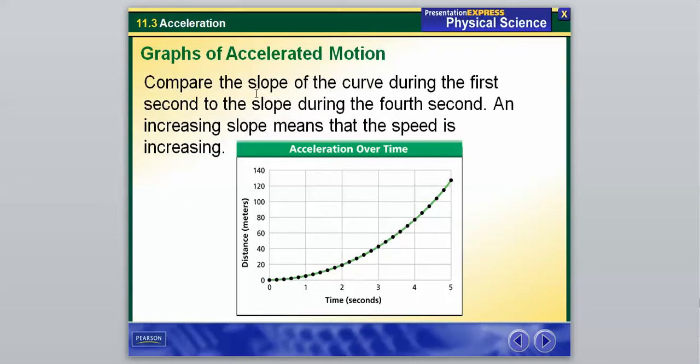And again, you compare the slope of the curve during the first second to the slope during the 4th second, and increasing slope means that the speed is increasing. So obviously the speed is increasing. Again, it's a different rate. It's not as much of a straight line. It is more exponential, a quicker acceleration there.